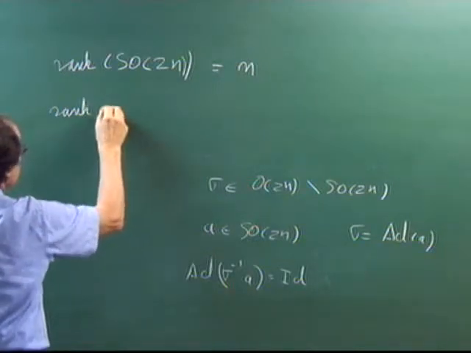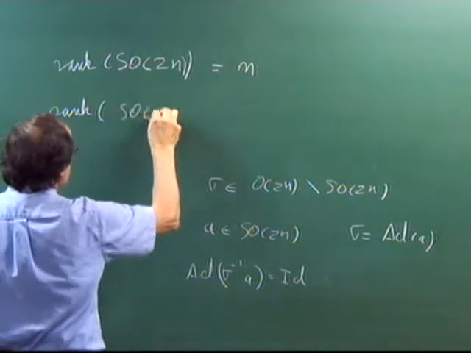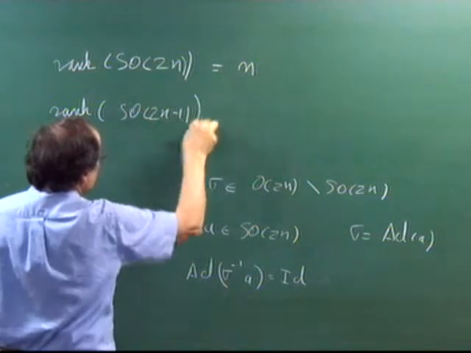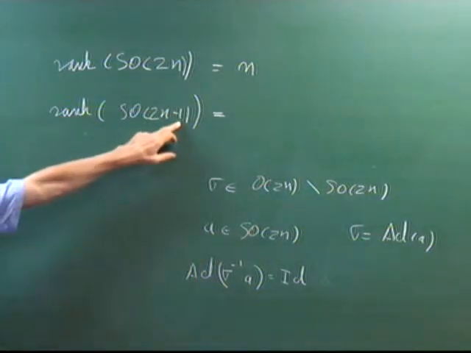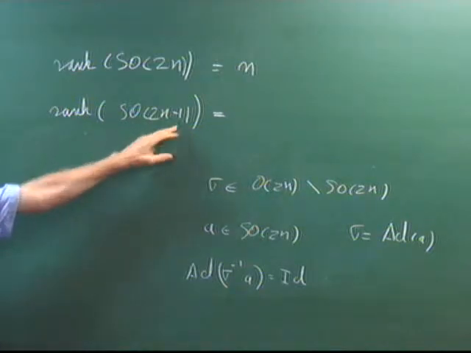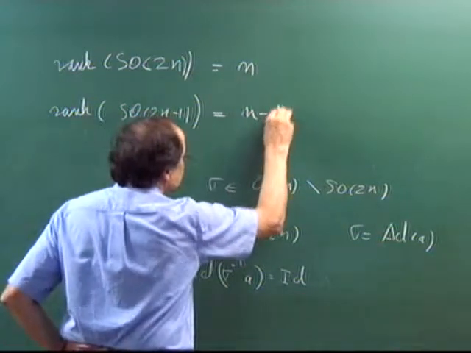And what's the rank of the fixed point set? Or the identity component, the same thing. So now when I have 2 by 2 blocks, I can't put anything in the last one. So the torus is 1 less. The rank is n minus 1.